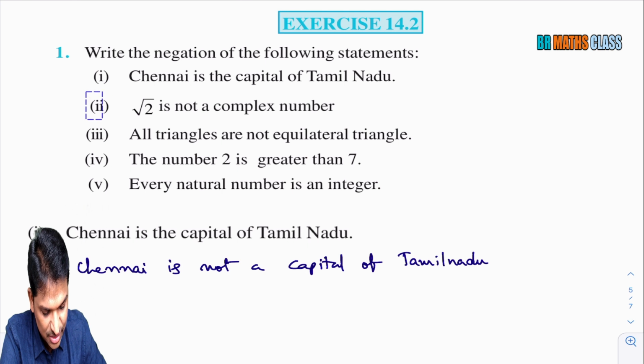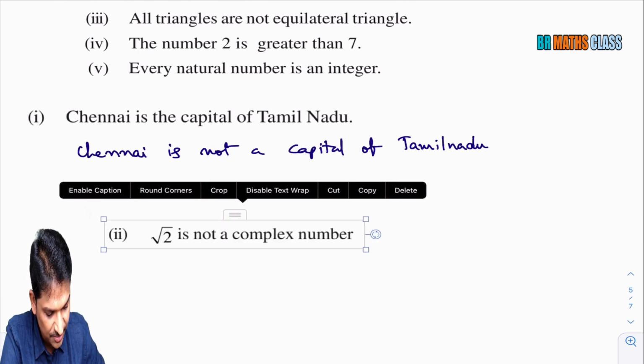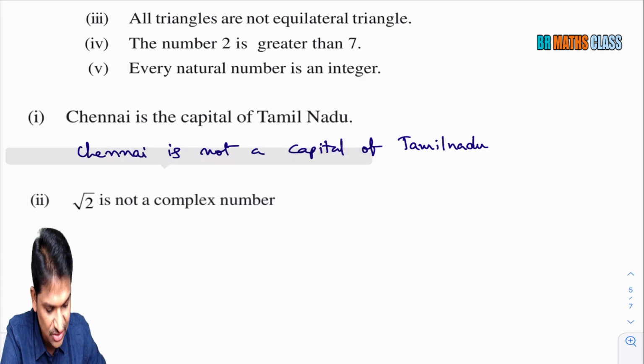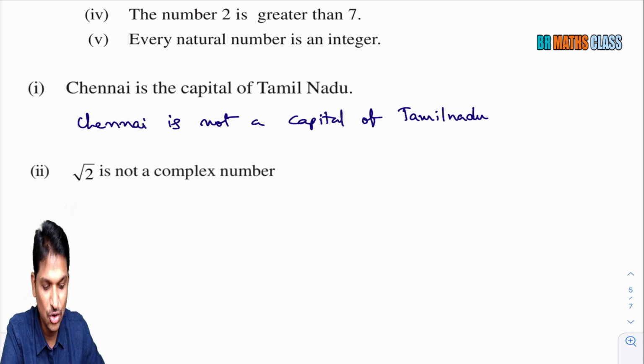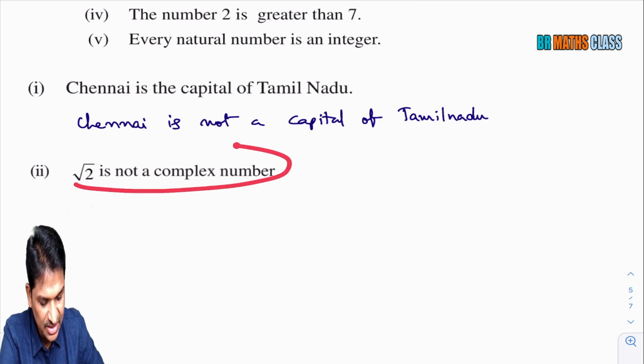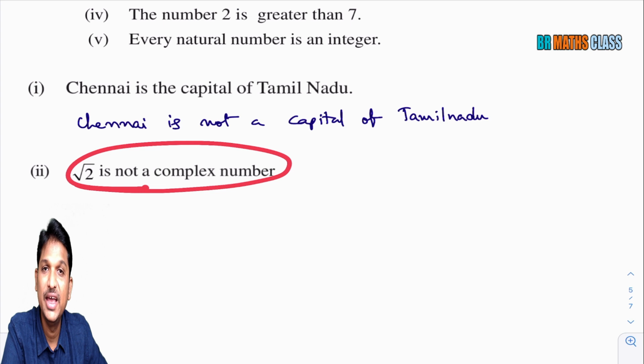Now we'll move to the next bit, second bit. What is that second bit? Root 2 is not a complex number. Actually, we need to refuse this. We need to deny this. What is its negation? Root 2 is a complex number. Don't write that root 2 is not a complex number, right? They are saying not. You need to say yes. So what is the negation of this statement? Root 2 is a complex number.